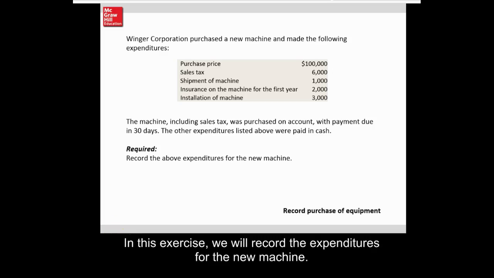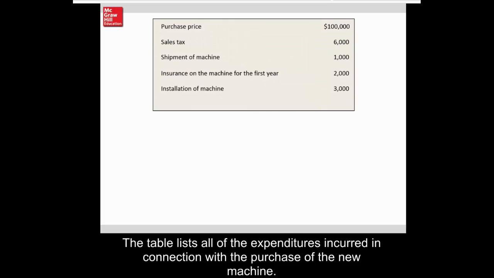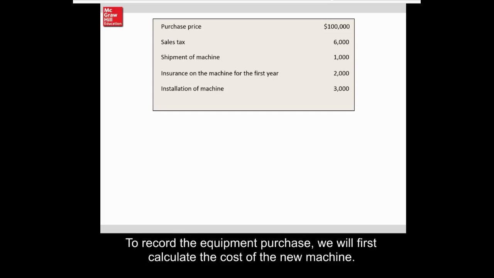In this exercise, we will record the expenditures for the new machine. The table lists all of the expenditures incurred in connection with the purchase of the new machine. To record the equipment purchase, we will first calculate the cost of the new machine.